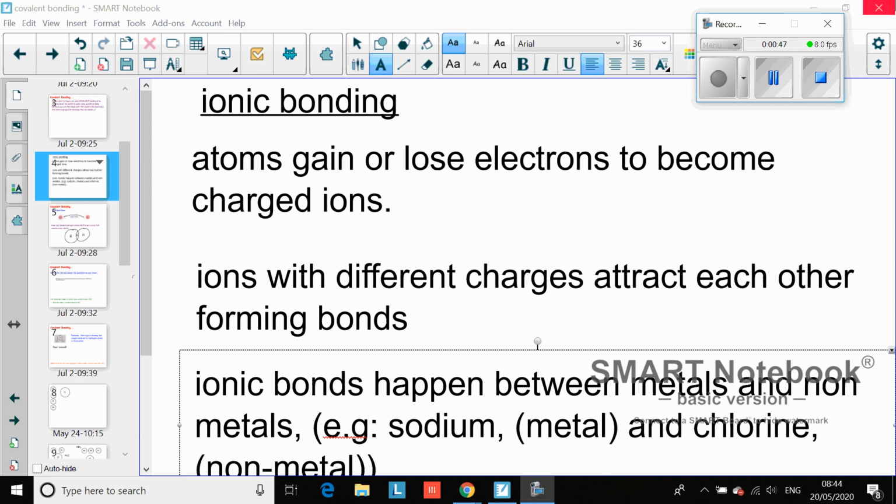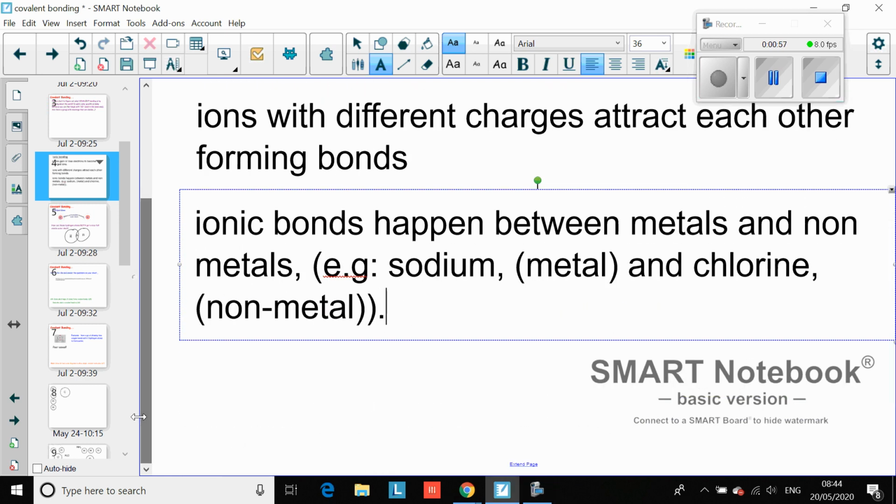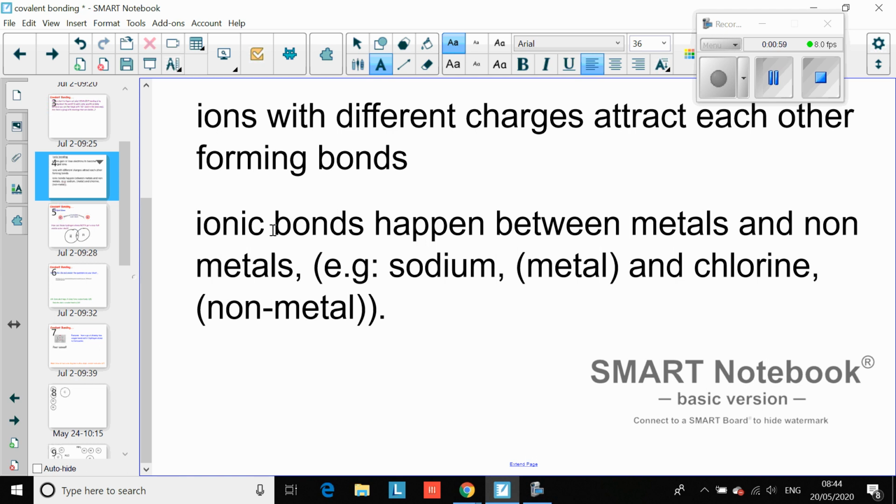Ions with different charges attract each other, forming bonds. So a positive ion will attract a negative ion. They stick together like glue. And then finally, ionic bonds happen between metals and non-metals. So the example you had was sodium, which is a metal, and chlorine, a non-metal. And that gives us sodium chloride, which you know as salt, which is what we looked at last lesson.